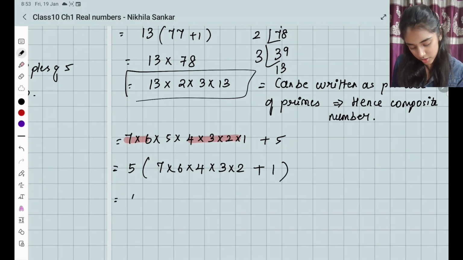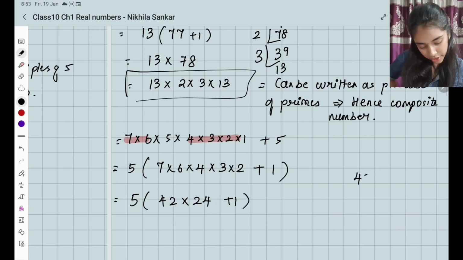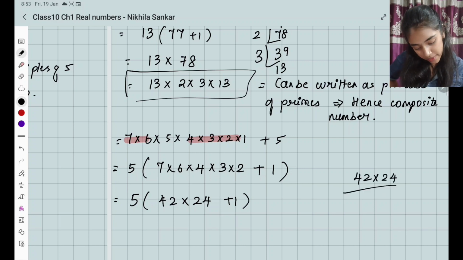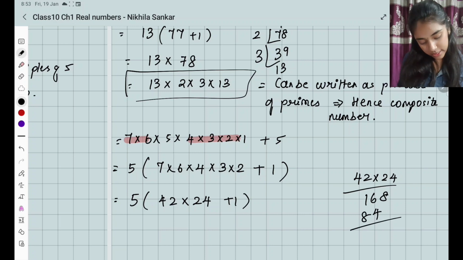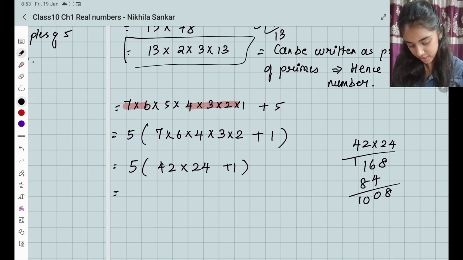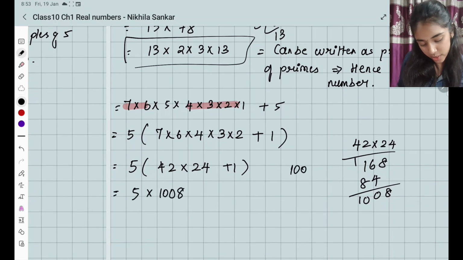Okay. So, this is going to be 5 times 7 6 are 42 times 4 3s are 12, 12 2s are 24 plus 1. Ipa 42 into 24. 42 into 24 enna? It is going to be 4 2s are 8, 4 4s are 16, 2 2s are 4, 4 2s are 8. 8, 10, 1, 10. So, 1 0 0 8. So, this is going to be 5 into 1008. Ipa 1008 eppadi ezhudalam?